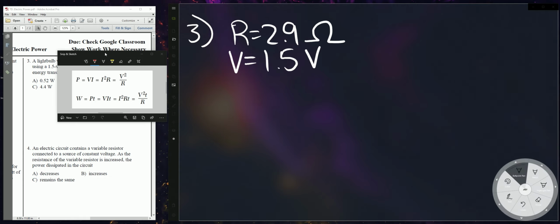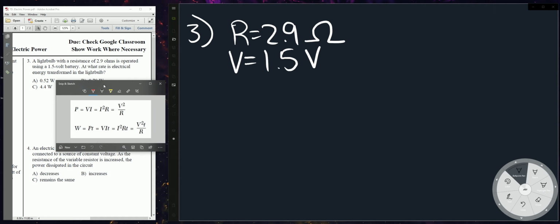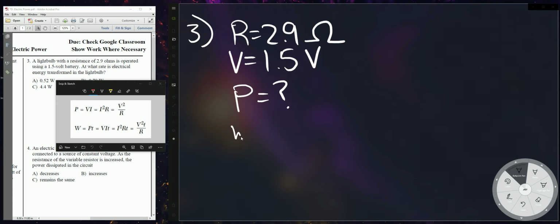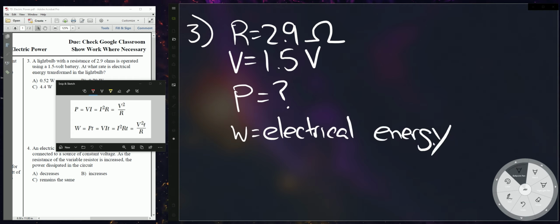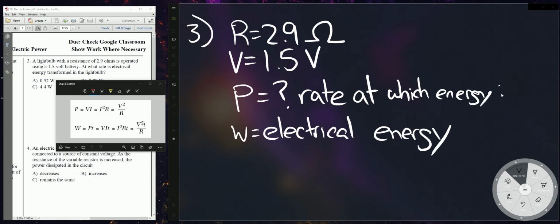It says, what is the rate at which electrical energy is transformed? The rate at which electrical energy is transformed is power, right? Electrical energy itself is work. But the rate at which electrical energy is transformed is power. Rate at which energy is transformed.